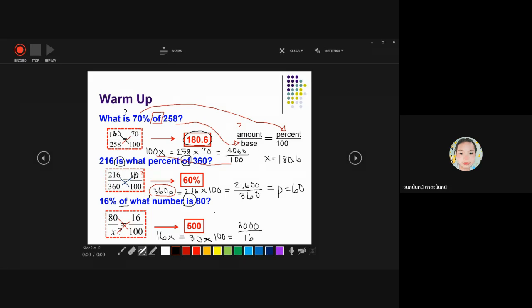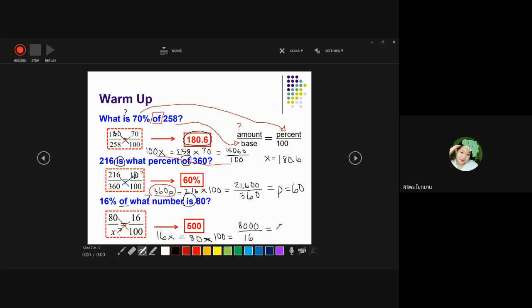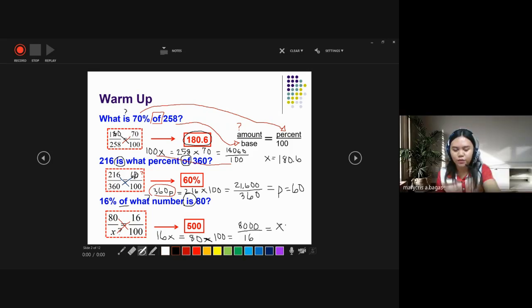Okay, very good. Let's try: 8,000 divided by 16 is 500. Meaning x is equal to 500. Our base is 500. Do you understand?